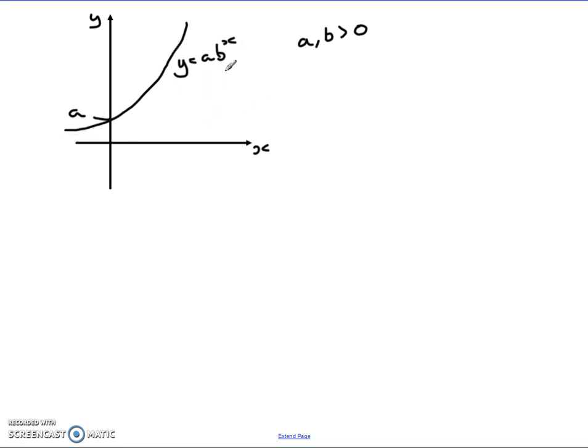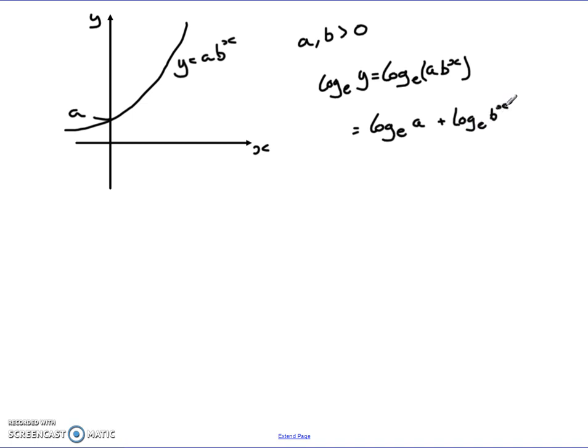What we can start by doing is taking logs of both sides. So if we take log to the base e of y, and log to the base e of the other side of the graph as well, AB to the power of x, we're able to use the rules of logarithms we covered previously to manipulate the right-hand side. So I'd be able to say it's log to the base e of A plus log to the base e of B to the power of x.